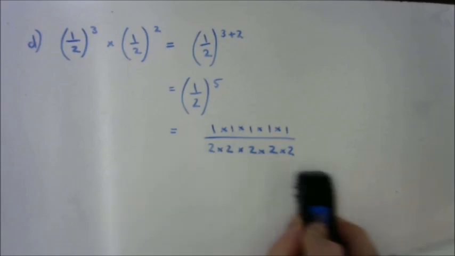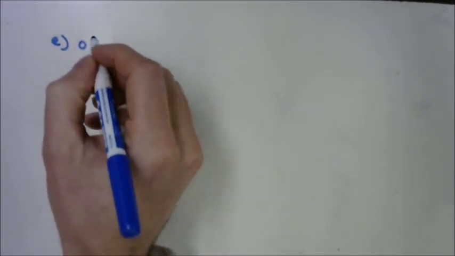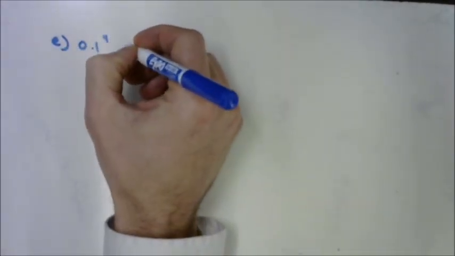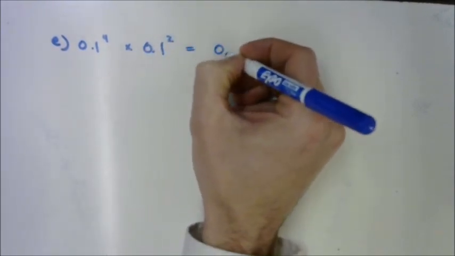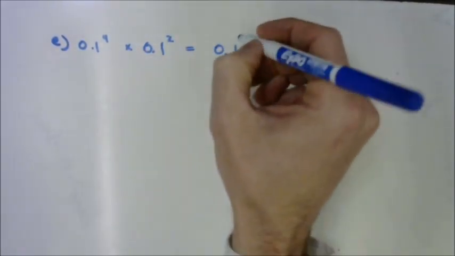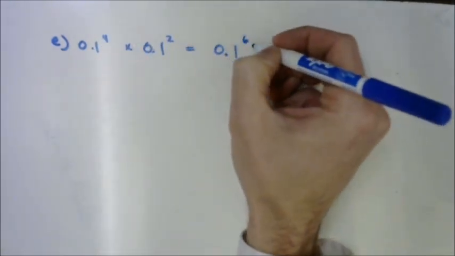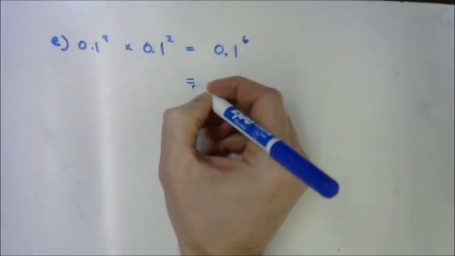E uses decimals, but again, it's the same base. So we've got E is 0.1 to the power of 4 times 0.1 to the power of 2. Hopefully you're able to work faster than me at this point. We're just going to add our exponents. We've got 0.1 to the power of 6.